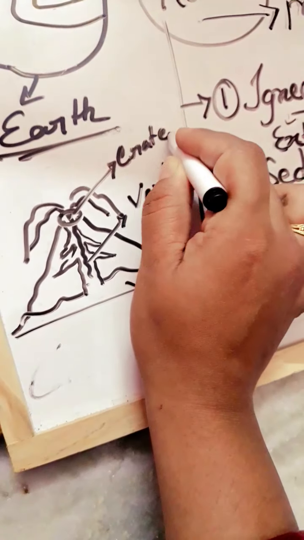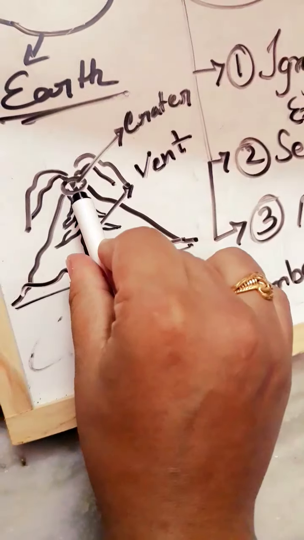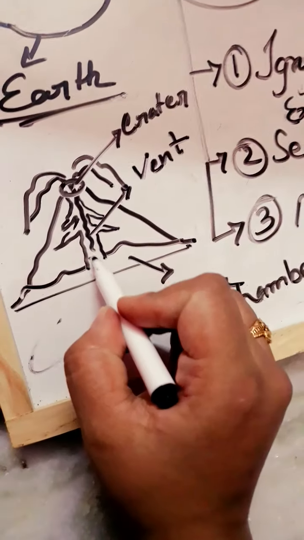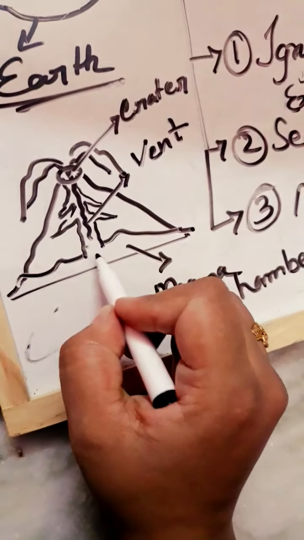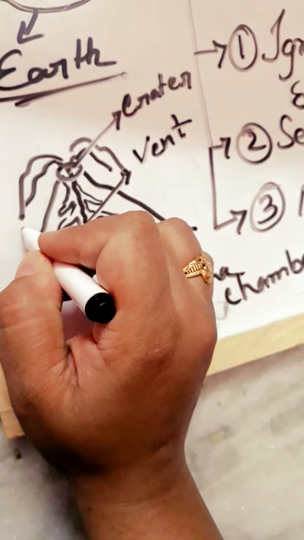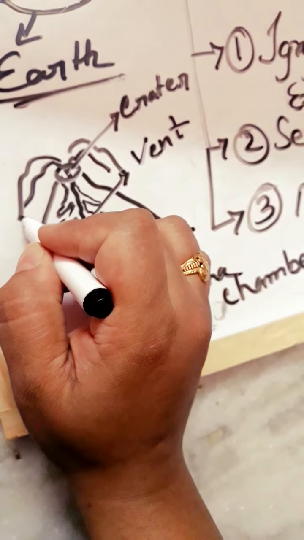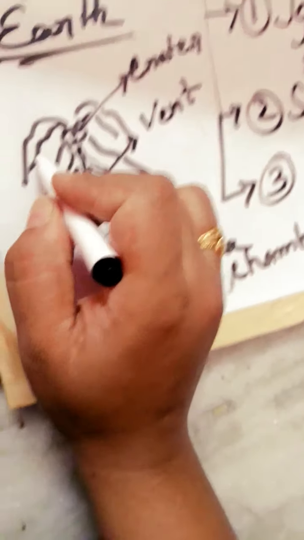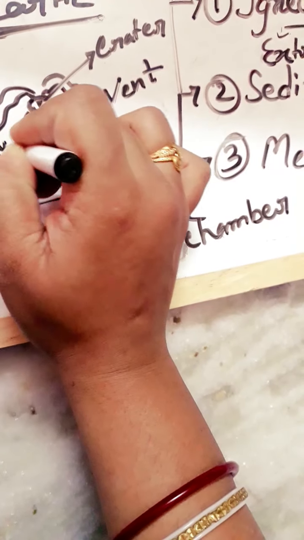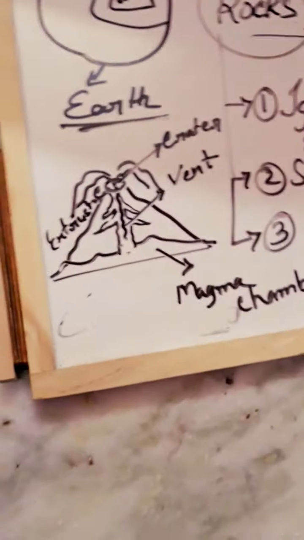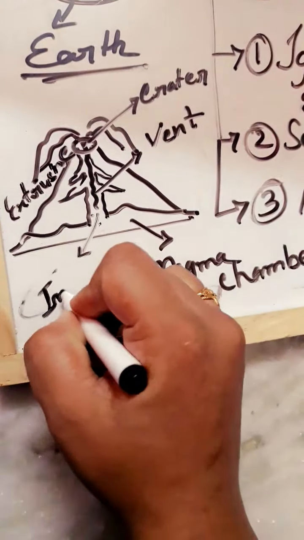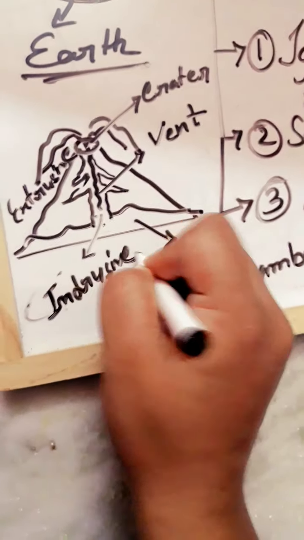crater. Crater means the opening portion of any volcanic mountain, which is known as crater. Okay, so in this channel, if magma comes out in the outermost portion, then in this place, when it solidifies and cools down, then some rocks are formed. Then it is known as extrusive rocks. So in this way, extrusive and intrusive, in this portion intrusive rocks are formed.